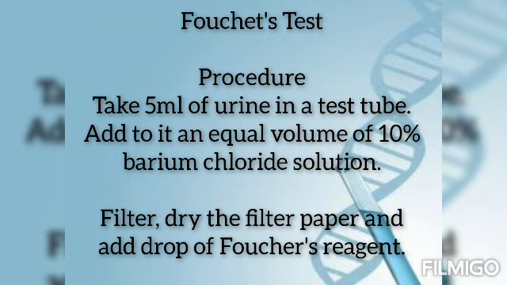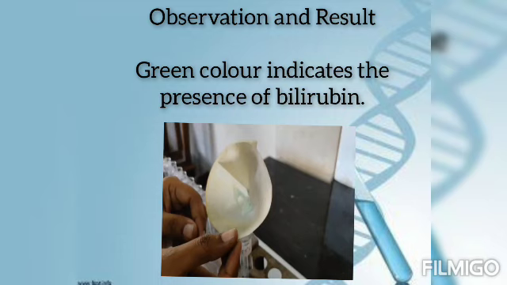Then the next test is Fouchet's test. Procedure: take 5 ml of urine in a test tube, add to it an equal volume of 10% barium chloride solution, filter, dry the filter paper and add a drop of Fouchet's reagent. Observation and result: a green color indicates the presence of bilirubin. Here we can observe the green color precipitate on the filter paper, which indicates the presence of bilirubin.